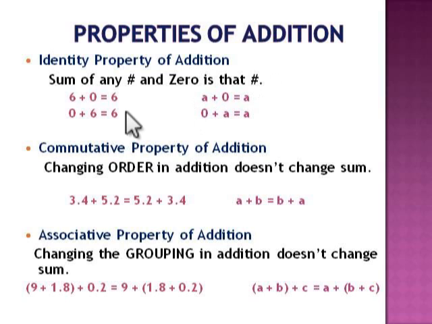Okay, so here are our two examples. 6 plus 0 is 6. 0 plus 6 is 6. And here is our example showing you that it could be any number plus 0. We'll give you that number back.